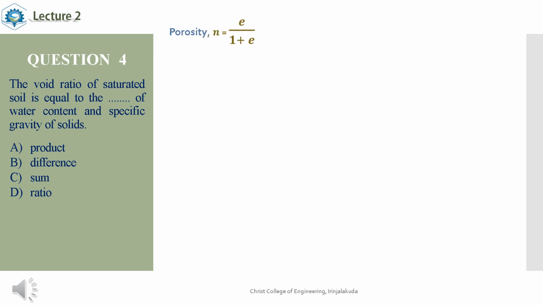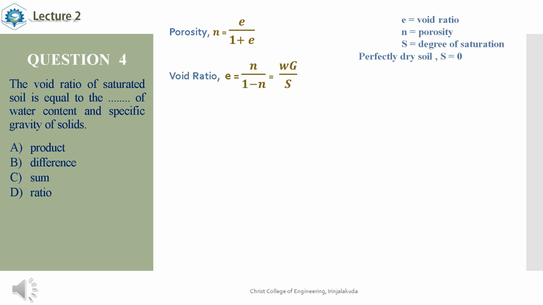So here comes an expression for porosity in terms of void ratio, and the void ratio can also be expressed in terms of porosity. Also there is another relation connecting the water content, specific gravity of solids, degree of saturation and void ratio. So all these three relations are given here, and with this it is enough to answer this question. The third expression can be referred to. The terms in the equation are W, the water content, G, specific gravity of solids, and S, degree of saturation.